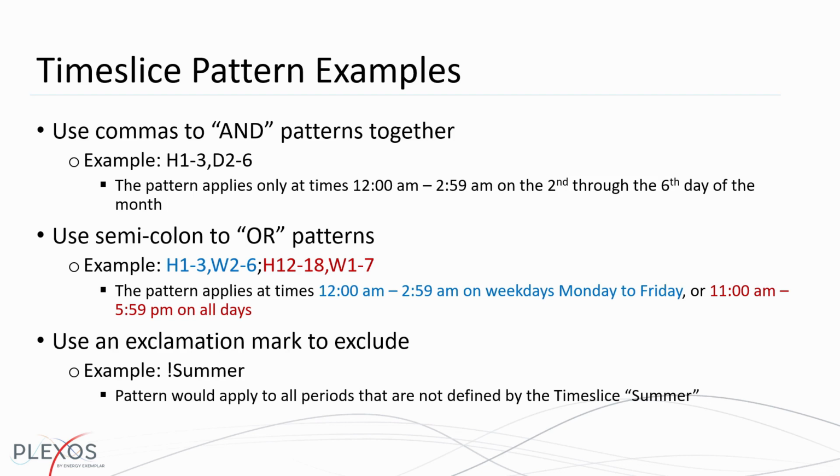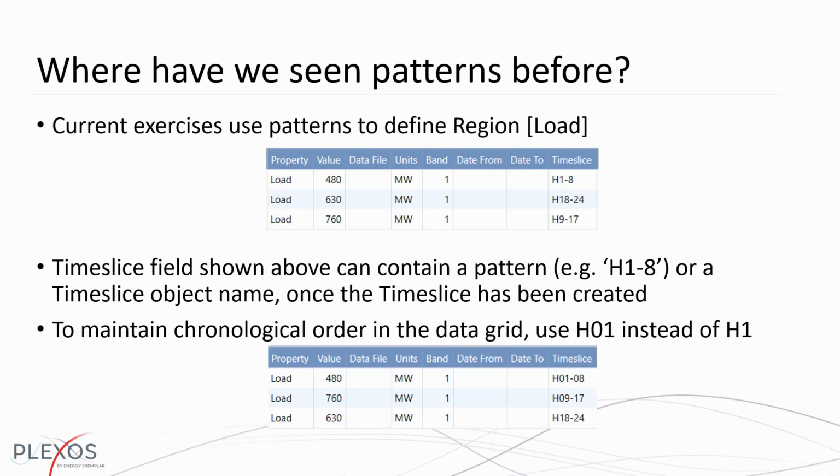We also have the exclamation mark as the not operator. In this example, exclamation mark summer, the pattern would apply to all periods that are not defined by the time slice summer. Where have we seen patterns before? These patterns, like H1 through 8, may seem familiar to you, and that's because we've seen them in our existing exercises when we define the region load. It's important to note that the time slice field can contain a pattern, such as H1 through 8, or a time slice object name, once that time slice has been created.